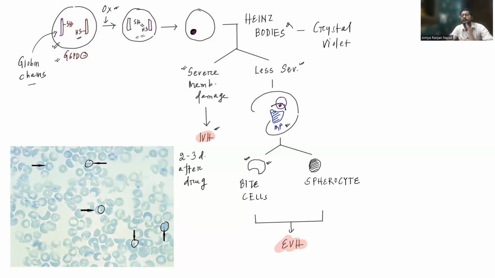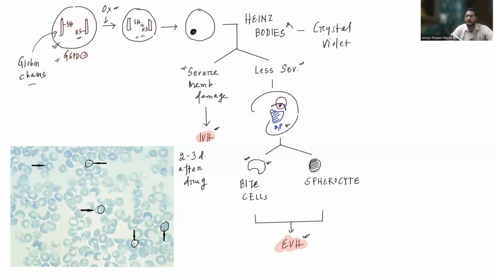So if the membrane damage is severe, it will cause intravascular hemolysis. If it is less severe, when they pass through the spleen, the splenic macrophages will take a chunk of the RBC containing the Heinz body, and it can form bite cells and spherocytes. Now, bite cells and spherocytes are less deformable, and ultimately they will end up in extravascular hemolysis. So G6PD deficiency is a condition which will have both intravascular hemolysis and extravascular hemolysis.